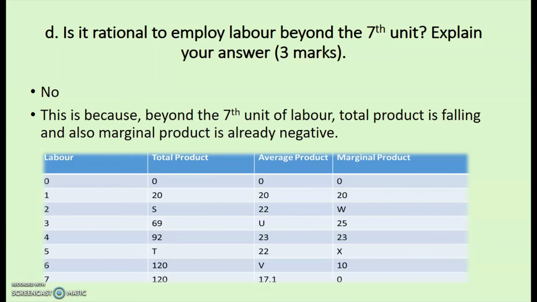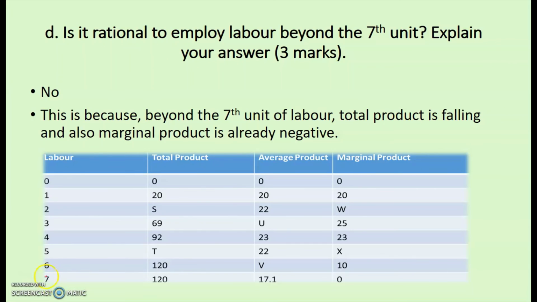Then the final question is, is it rational to employ labor beyond the 7th unit? Explain your answer. So this one too is a 2-in-1 question. So let's take the first one. Is it rational to employ labor beyond the 7th unit? Now, where is the 7th unit? This is the 7th unit.